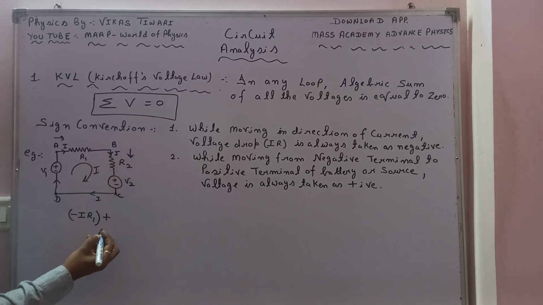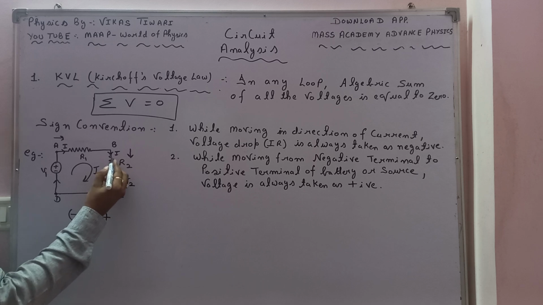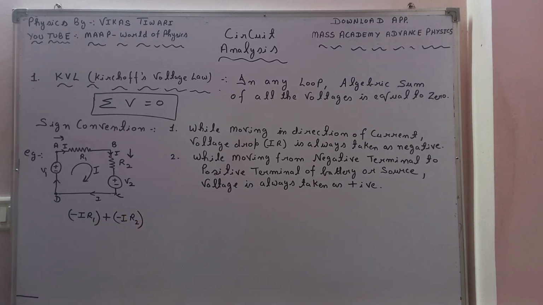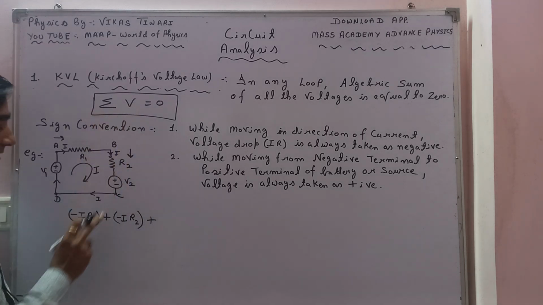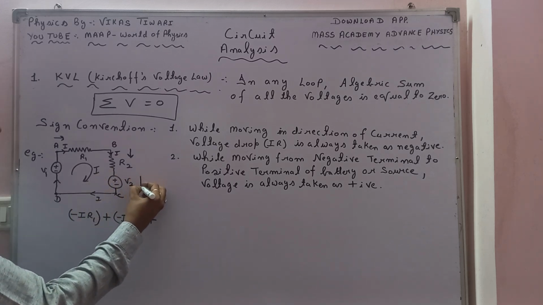If both are the same, and the resistance is in the way of current, I will say there is a voltage drop IR2, but again from sign convention it is taken as minus IR2, okay, plus another voltage. So we are following the summation of V. So this is voltage, again I will reach from here to here.